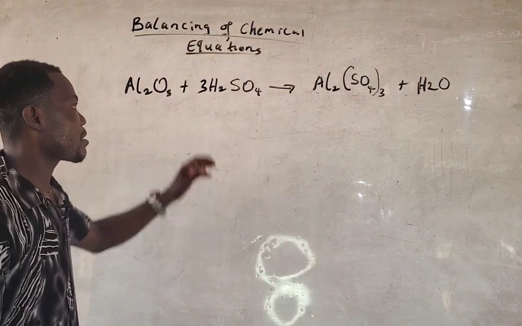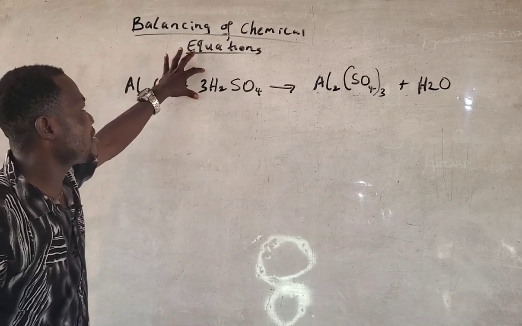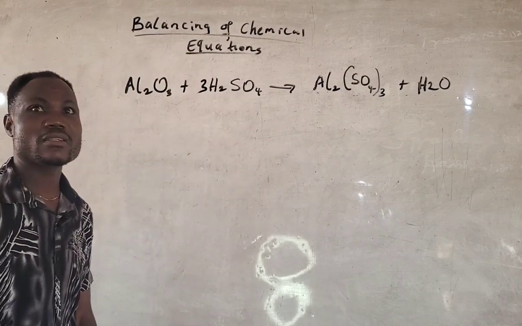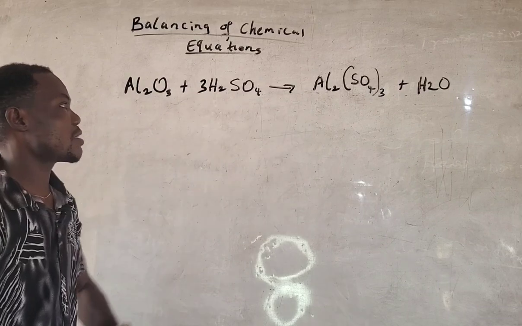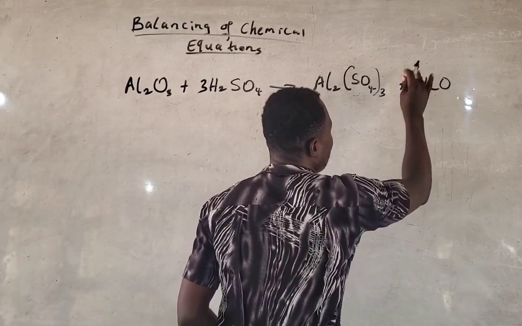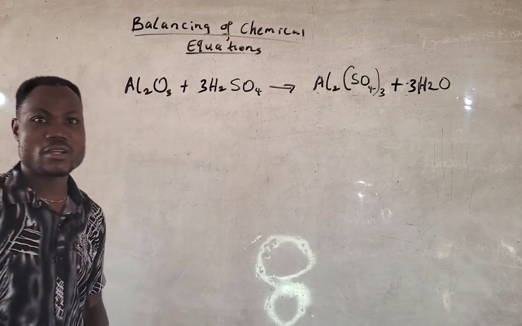So having balanced sulfur, we can see that by attaching these 3 here, we now have hydrogen become 6 on this side. So since it is 6, how will I balance it? Put 3 here so that 2 by 3 makes it 6. So we balance the hydrogen.